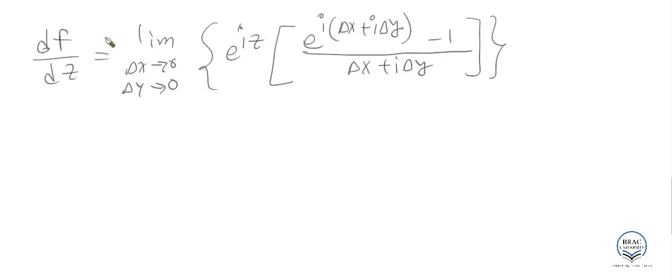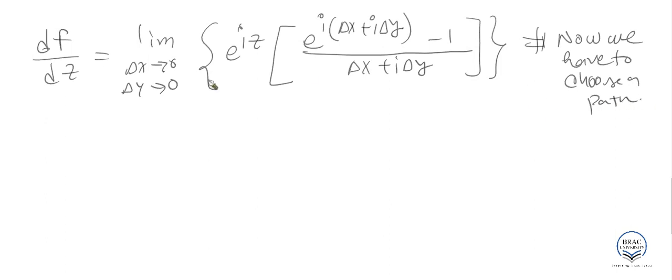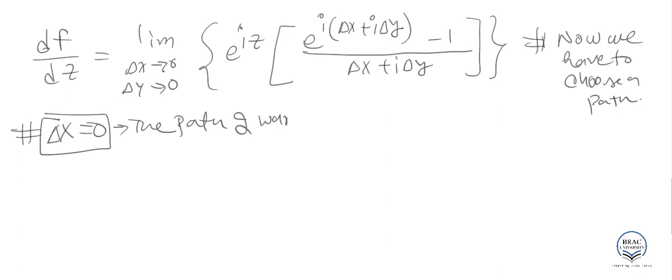So now we have to choose a path. So let's write it in a side note that now we have to choose a path, and for simplicity I'm going to stick to del x equals to 0. This is the path I want to take, and then I'll choose del y equals to 0 and see if they match. If they match, the limit exists, so the derivative will also exist. So let's try to see what happens when del x equals to 0.